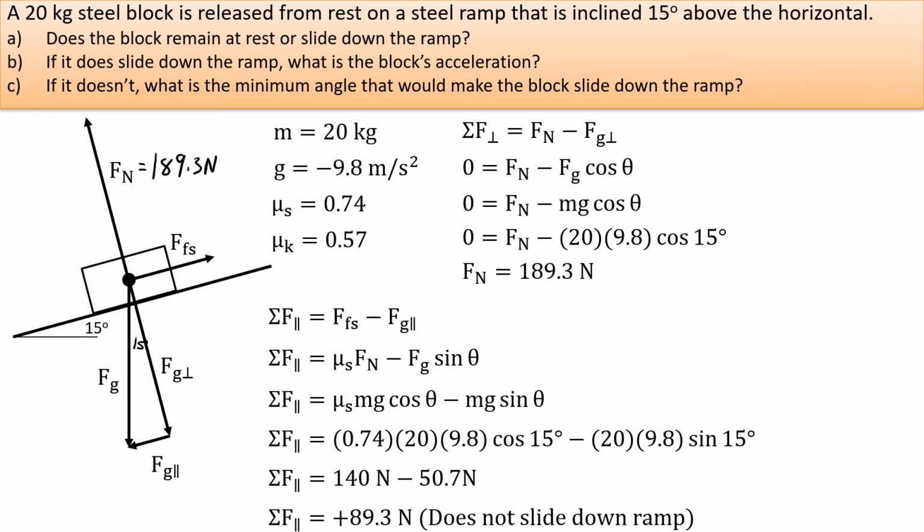And I also said that when you do this subtraction, you get a positive number, and we made the positive direction up the hill because we made the frictional force positive. This is positive, and this was negative. So since we got a positive number, the math tells us that it doesn't slide down the ramp, for the reasons I explained.